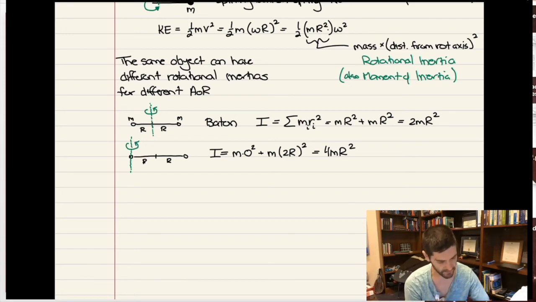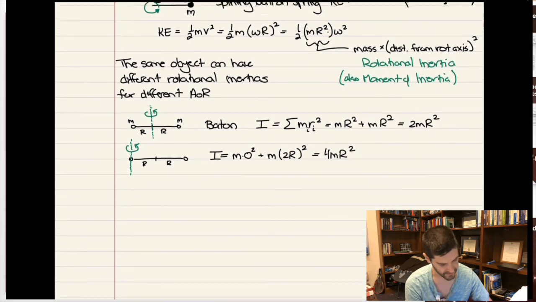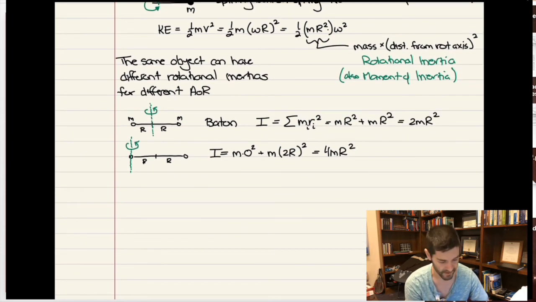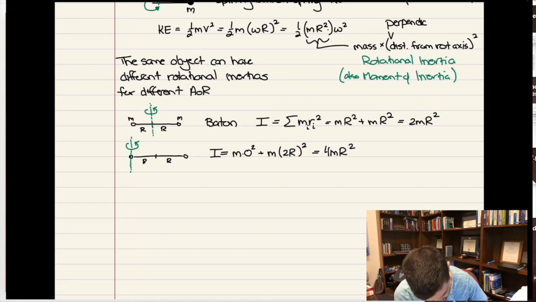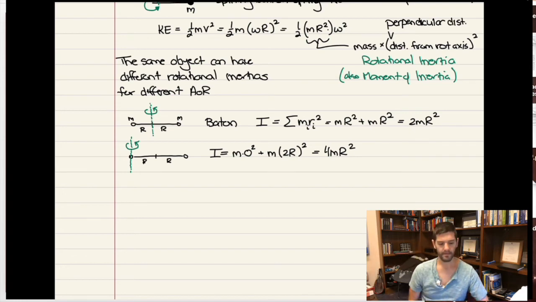And just to clarify real quick, because I'm realizing I didn't, let me zoom back up to this definition and augment it a little bit. So when I say distance from the rotation axis, I mean the perpendicular distance from the rotation axis.